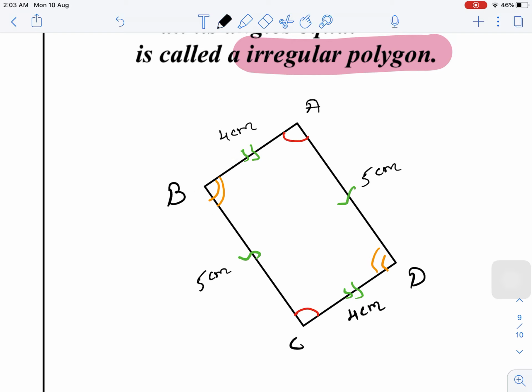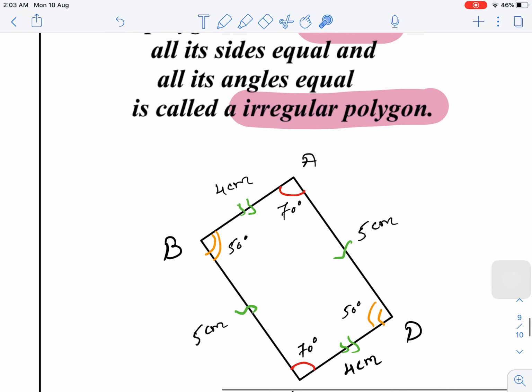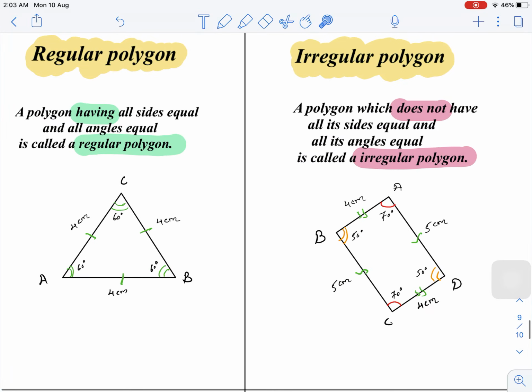Suppose the value of angle B is 50 degrees, then D will also be 50 degrees. Why? Because they both have the same marking. If the value of angle C is 70 degrees, then this should also be how much? 70 degrees. So here it can be seen that all sides are not equal and all angles are not equal, so it is a polygon. But what type of polygon? Irregular polygon.